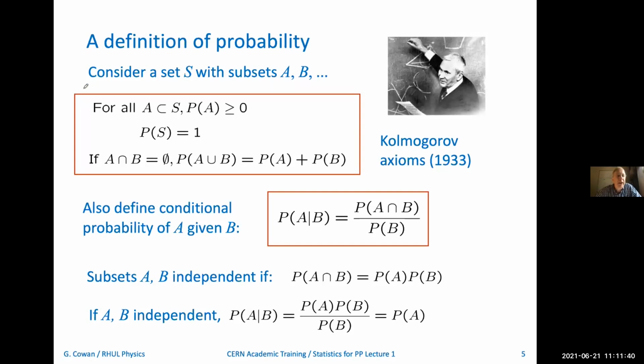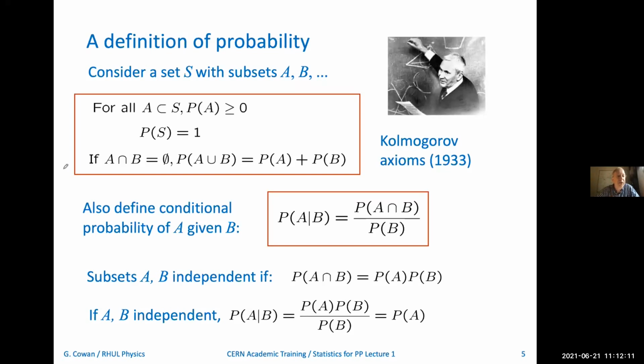And so here are the axioms that Kolmogorov wrote down. He says that for any subset A in the sample space S, we assign a real valued function, that's the probability, P of A, which is greater than or equal to 0. That's the first axiom. All right, then the sample space is, of course, a subset of itself. And so you have to assign a probability to it. And by convention, that is assigned a probability of 1.